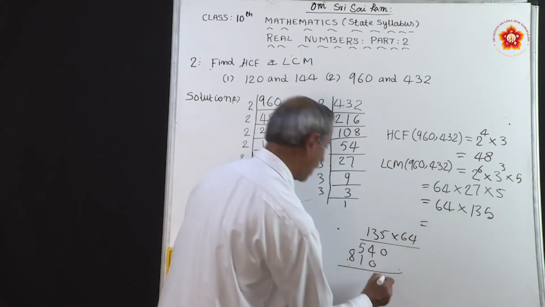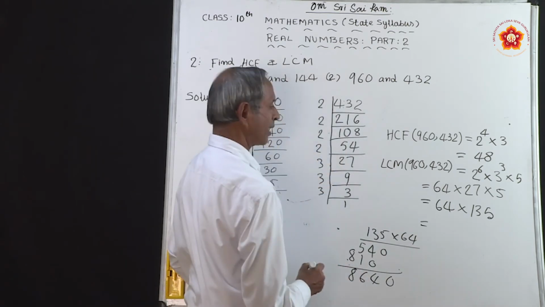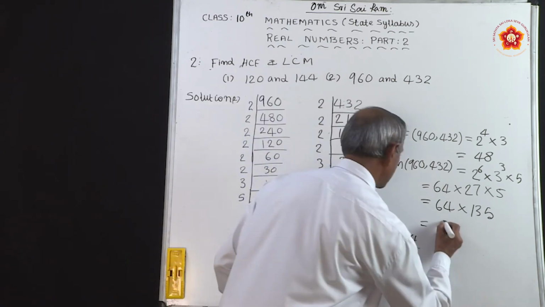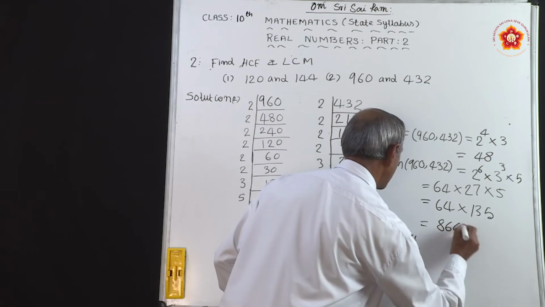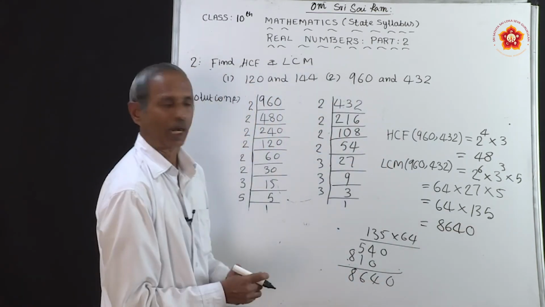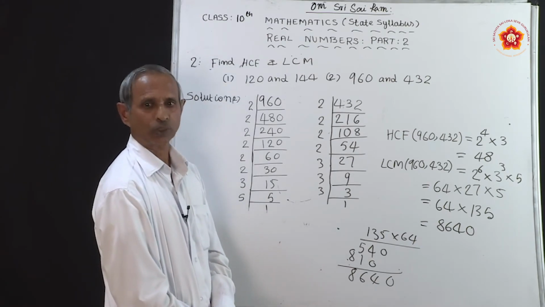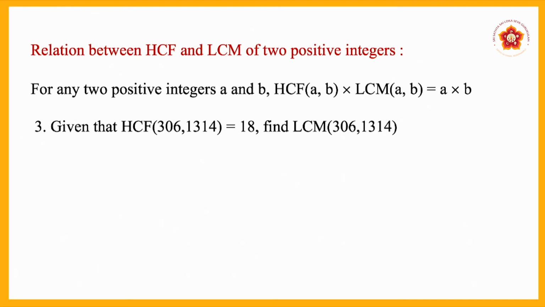Now, totally if you add, you will get 8640. Therefore, the answer is 8640. The LCM of 960 and 432 is equal to 8640. This is the correct answer.